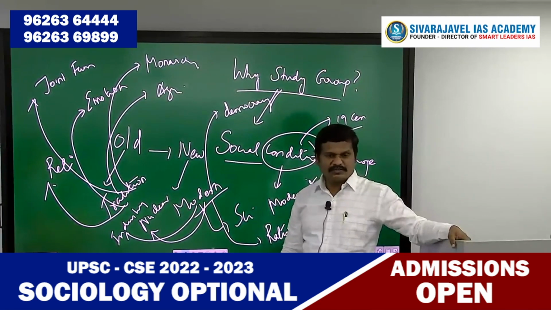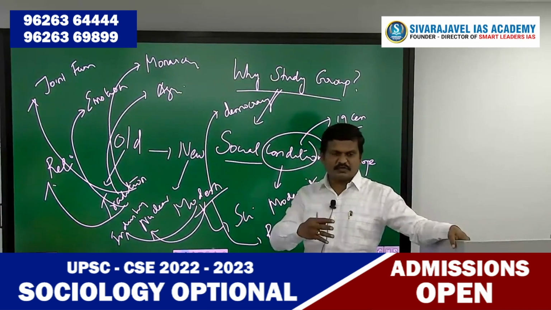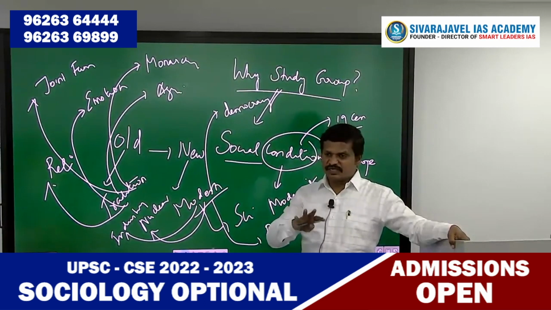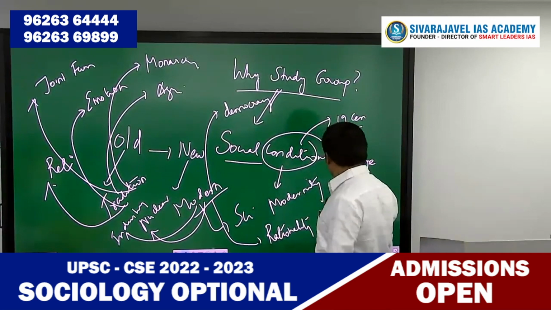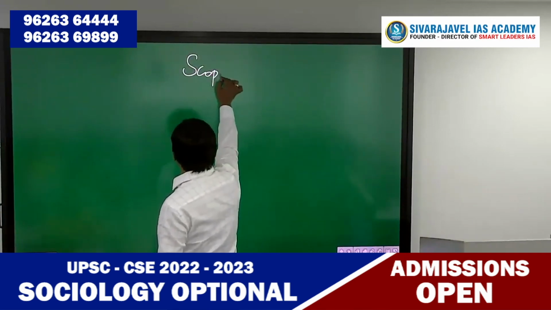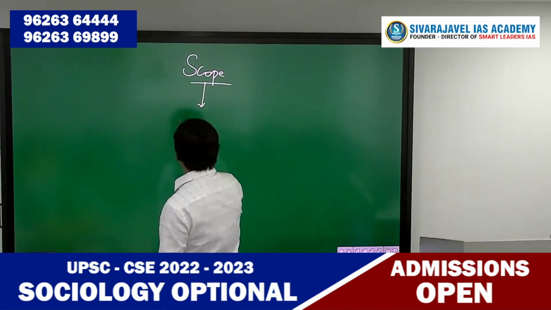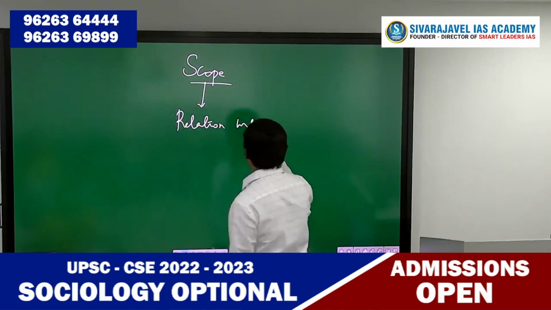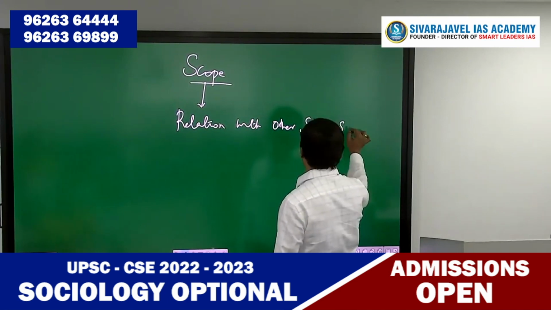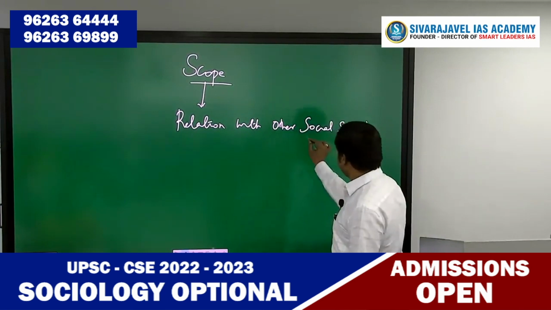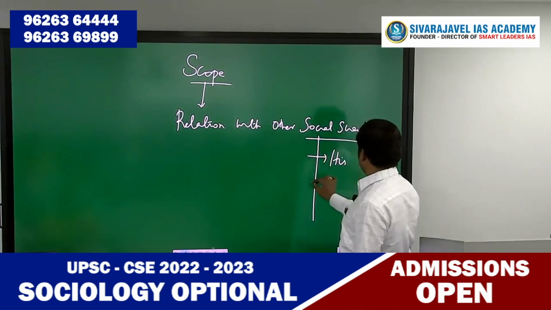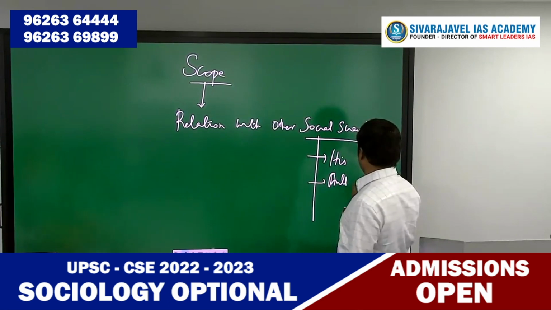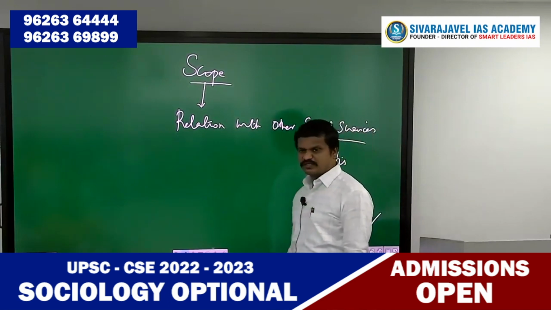Next topic is what? Scope of sociology, and how it is connected to other subjects. So, sociology's relation with other social sciences. Other social sciences means what? Relation with history, with anthropology, with psychology, with philosophy. Like that, it has relation with other social sciences.